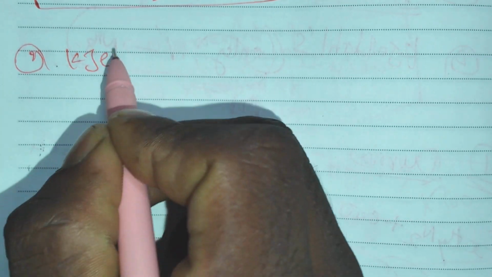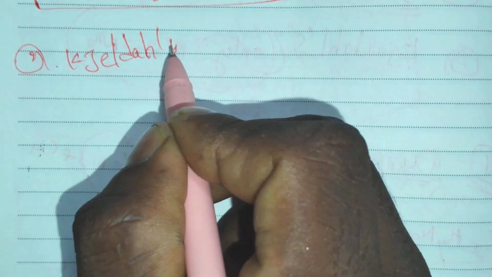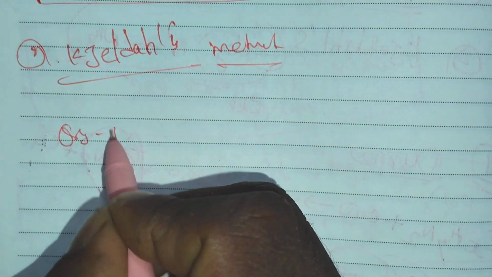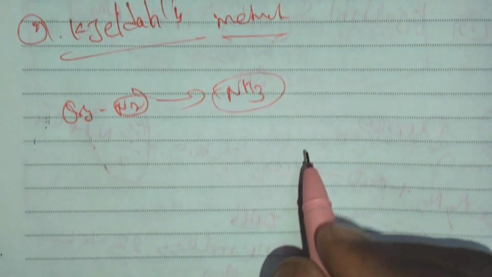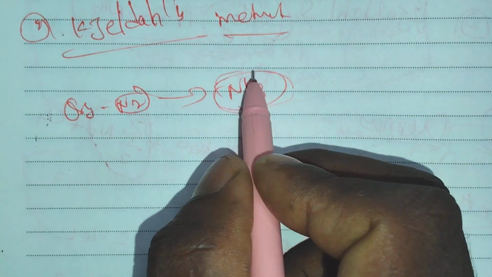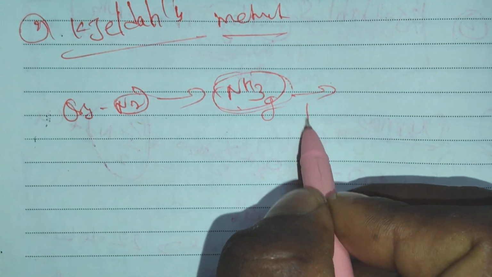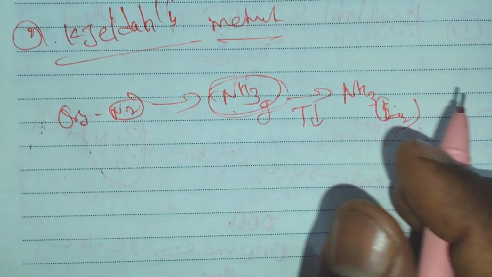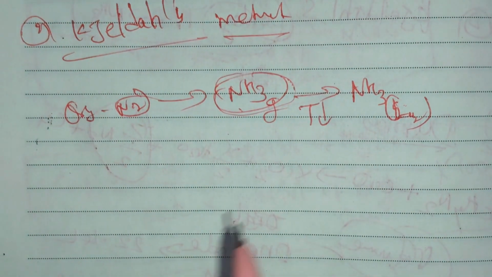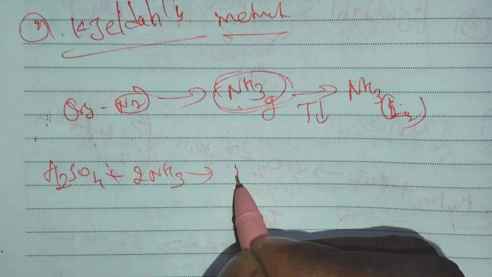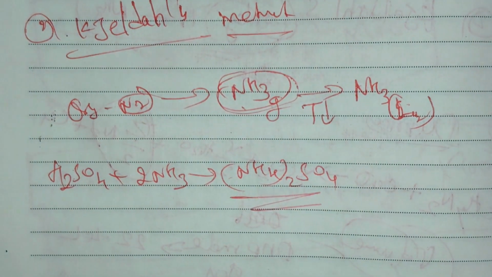The next case is the Kjeldahl method. In Kjeldahl's method, the nitrogen in the organic compound is converted into ammonia. We know that ammonia is a base. It is in gaseous form, and on reducing the temperature it converts to liquid ammonia. This ammonia is titrated against concentrated H2SO4 of known strength. For example, H2SO4 plus 2 NH3 gives (NH4)2SO4, ammonium sulfate, as the product.